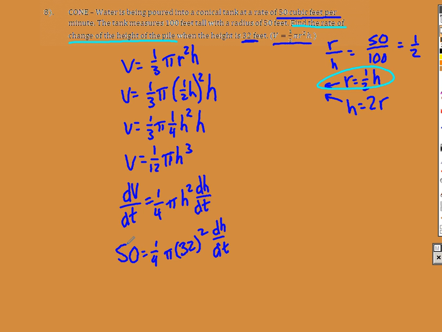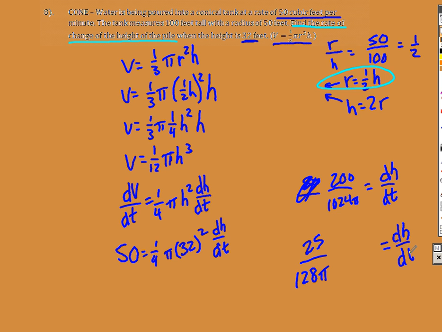So from there, plug and chug. I would end up with 50 over, actually, if I multiply by 4 first, it would end up being 200 on the top, and on the bottom would be 1024 pi is equal to dh dt. And if I simplify that, I'll end up with 25 over 128 pi. And my unit again is height and time. My height was in feet, and time in this case is minutes. So feet per minute as my unit for this one.